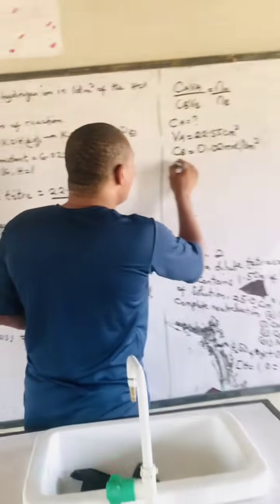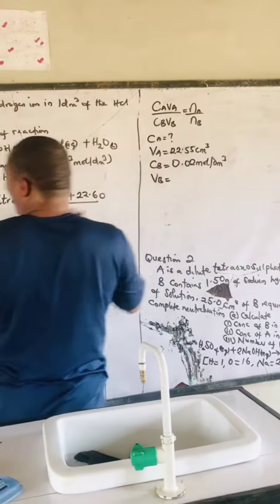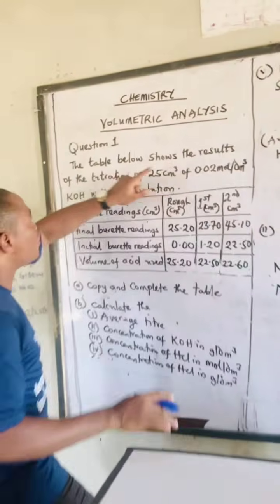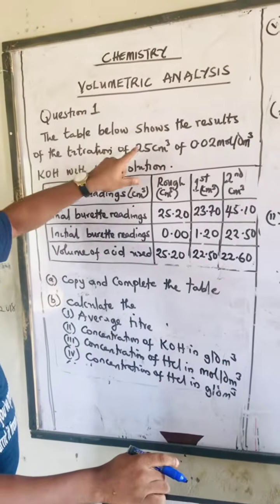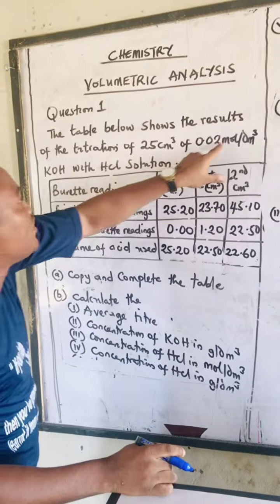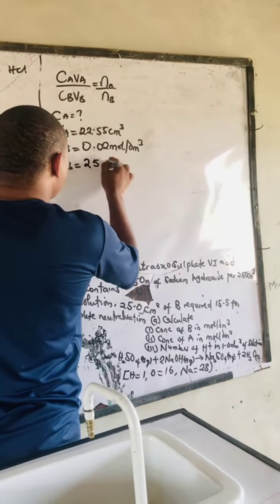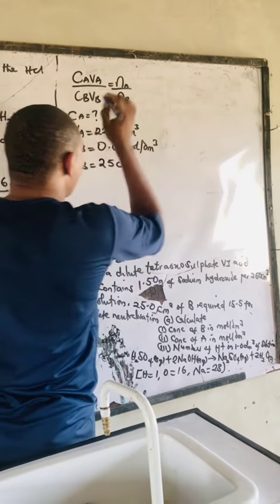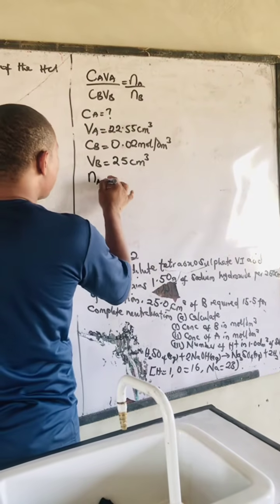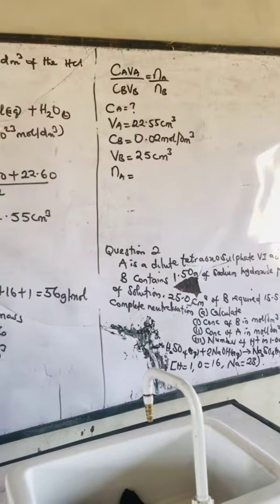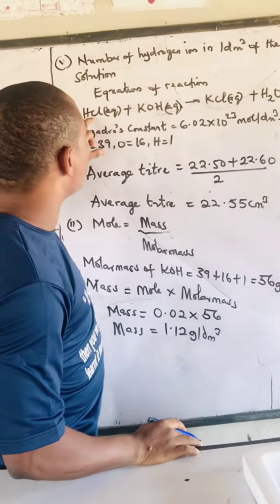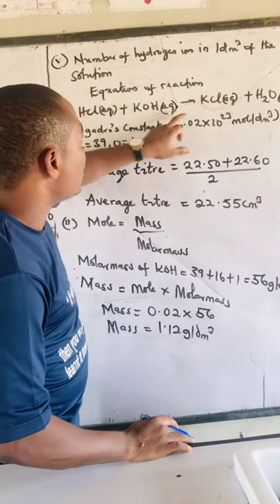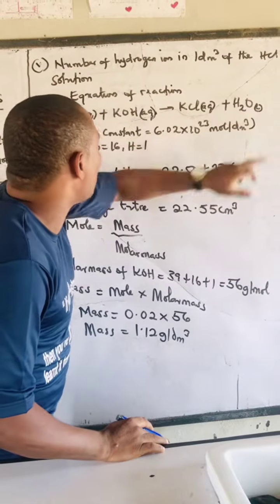Okay, the volume of the base. Let's go back to the question. They said the table below shows the result of the titration of 25 centimeter cube of this base. So the volume of the base is 25 centimeter cube. Our number of moles of acid, I've told you, we get from the equation of reaction. And what is the equation of reaction? HCl plus KOH gives KCl plus H2O.